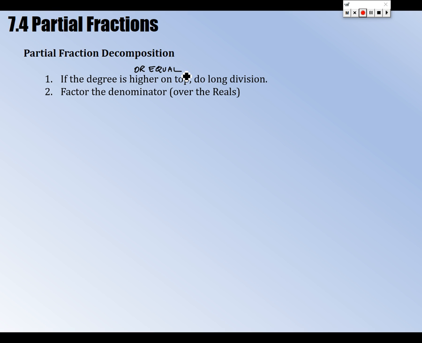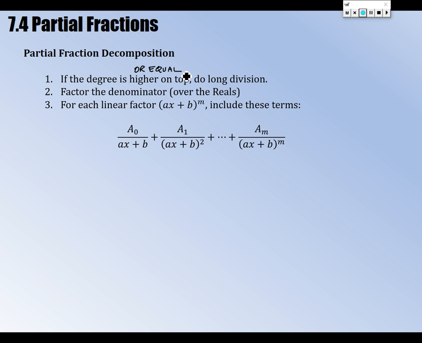So far, so good. Those seem like pretty basic first steps. And then things get a little messy. We need to write out all the denominators. For every linear factor, you're going to include that linear factor up to its multiplicity as a denominator. And on the top, you're going to put some constant which you have yet to know.